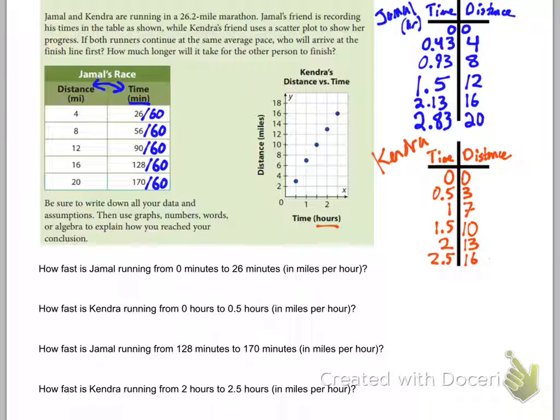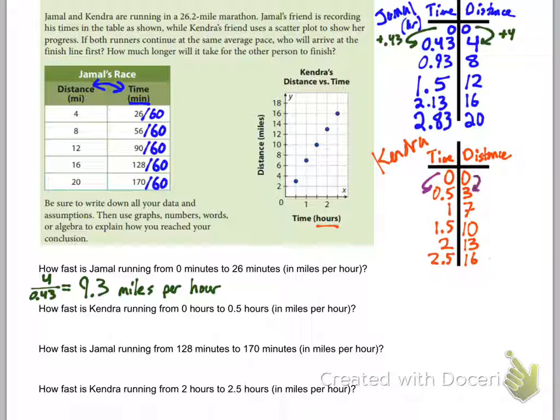Now, how fast is Jamal running from 0 minutes to 26 minutes? Well, that's this little section right here, this first blip. So I'm going to record and figure out how fast we're going from 0 to 0.43 hours, and we do delta y divided by delta x, and you get 9.3 miles per hour, because that is miles on top divided by hours on the bottom, so miles per hour.